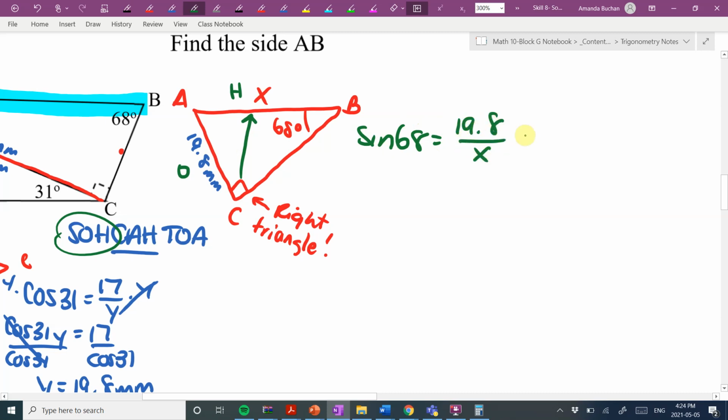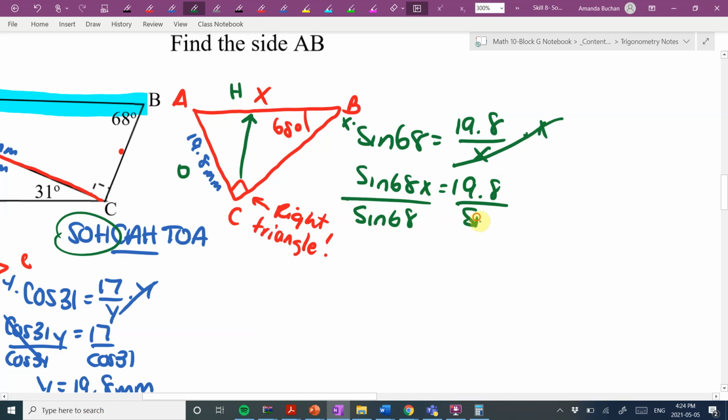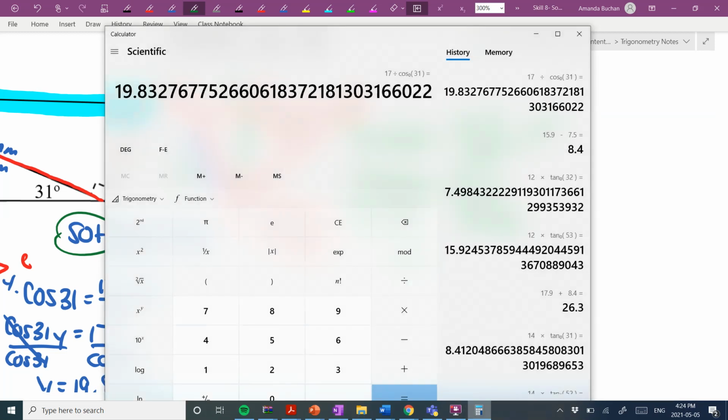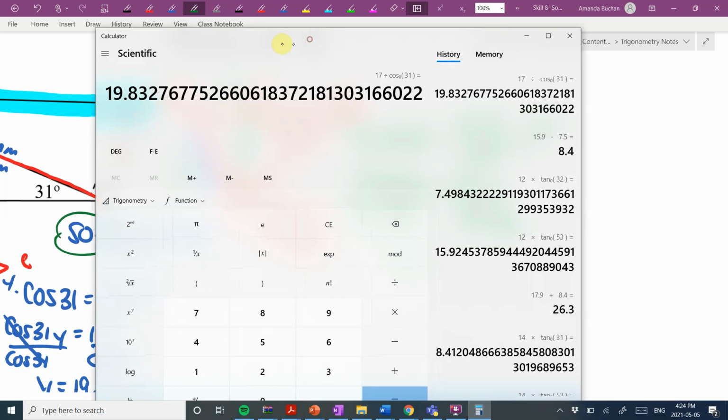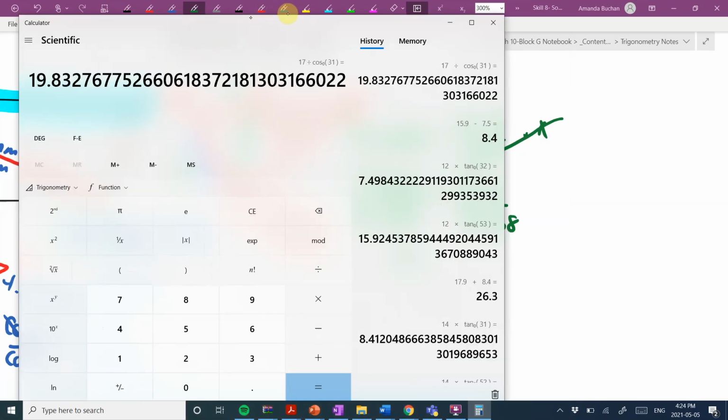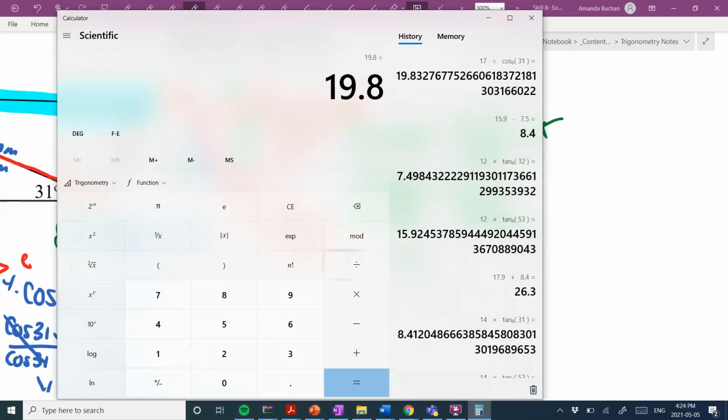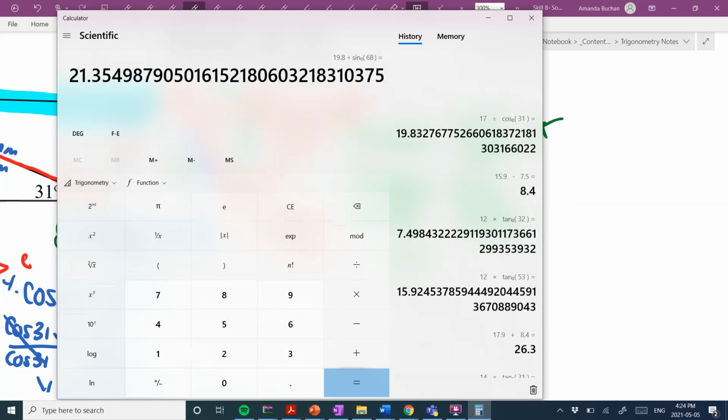Now this is a similar solve in that we have to get rid of that variable before we can get it by itself. And we talked about before, if you want to turn sine into a decimal, you can. I like to hold on to it. 19.8 divided by sine 68, 21.4.